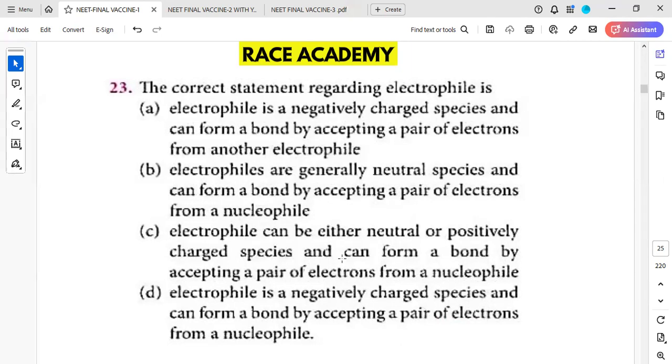So C is correct. What about D? Electrophile is a negatively charged species. No, that is completely wrong. So C is the right option for this question.